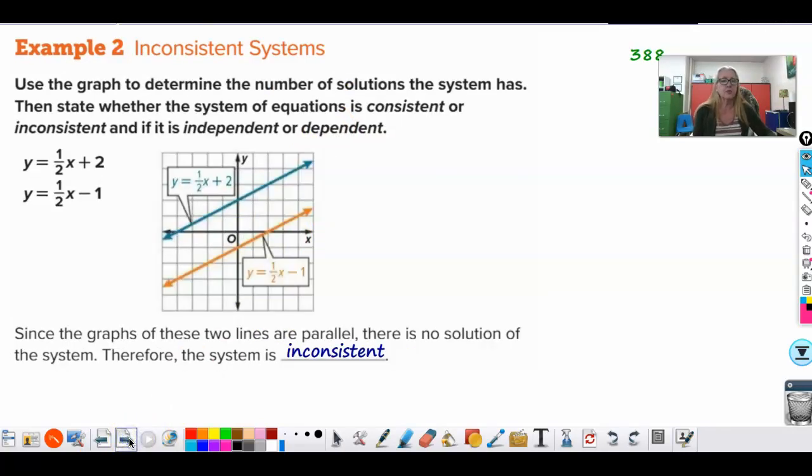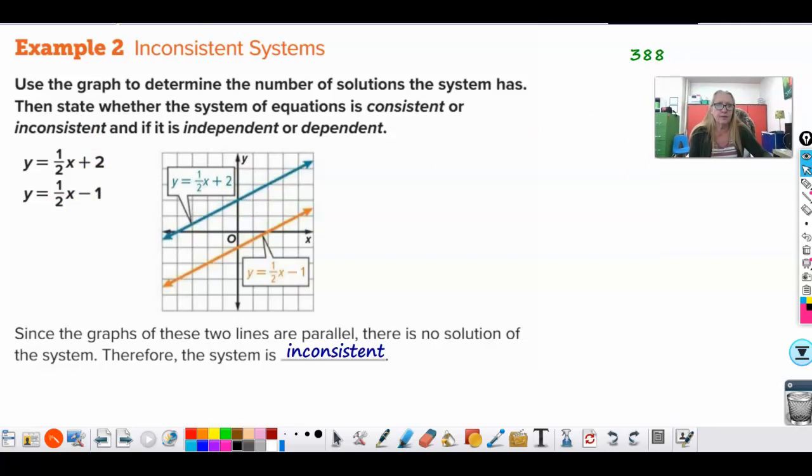All right, example 2, we have parallel lines. This is considered inconsistent because there is no solution. They will never meet. And how do you know looking at these equations? Well, here's how you know. If the slopes are the same, but the y-intercepts are different, that means you have parallel lines. Anytime you have two slopes that are identical and y-intercepts are different, then you're going to have parallel lines.